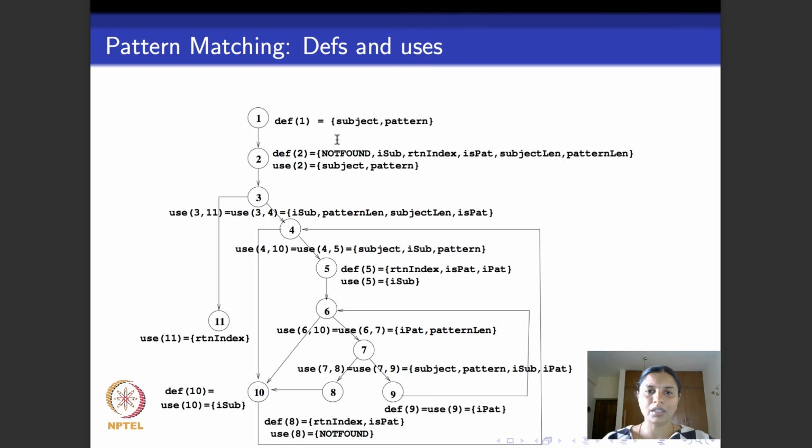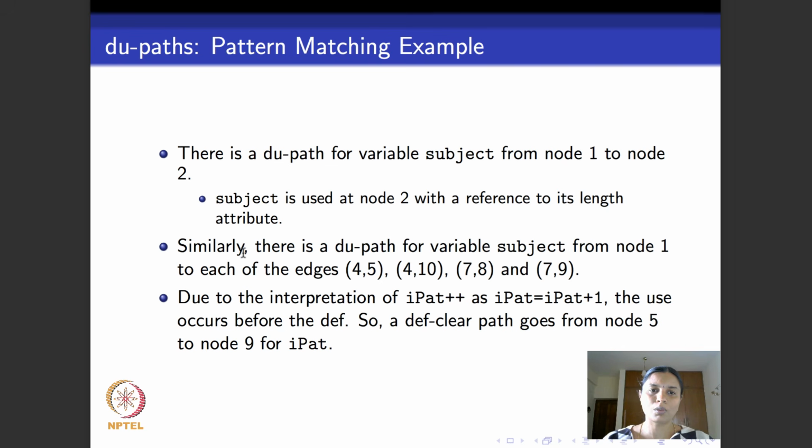Similarly, the term subject is defined here, and look at other nodes where it is used. Like for example, if you see, it is used in this edge (4, 10) and (4, 5). It comes as use at (4, 10) and (4, 5), and in between it's not defined again, right? So this path from 1, 2, 3, 4 to the edge (4, 5) or to the edge (4, 10) is a du path for the variable subject. So hopefully it is clear what I'm saying. There is a du path for the variable subject from the node 1 to the edges (4, 5), (4, 10).